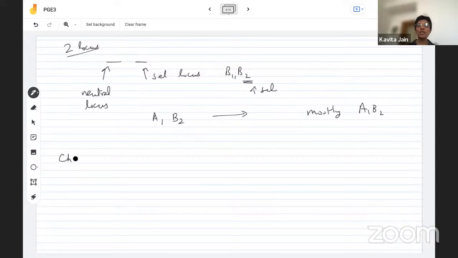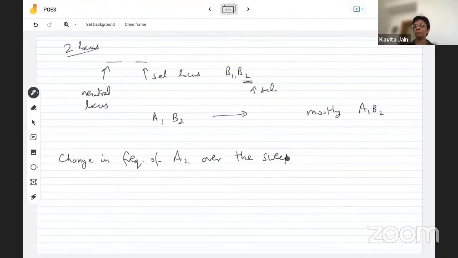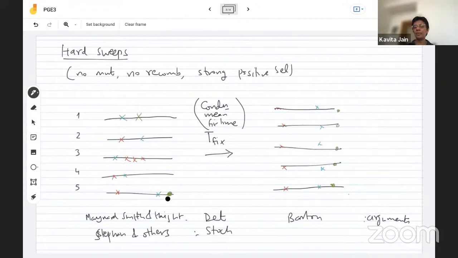I want to know the change in frequency of A2 over the sweep period. And just take my word, it is proportional to the LD. Why? Because if LD is not there, if they are in equilibrium, as would happen when recombination is large, then our mutation did not get much time to drag them along. Recombination was large, so there were breaks happening here, and it need not remain associated with them, and therefore does not affect neutral diversity. On the other hand, if recombination is small, and in fact we just saw there was no recombination here, then it will remain associated, and therefore we expect a large change in the frequency.